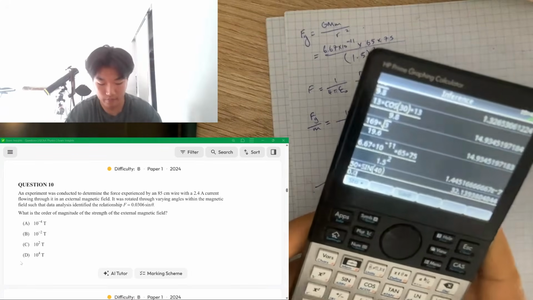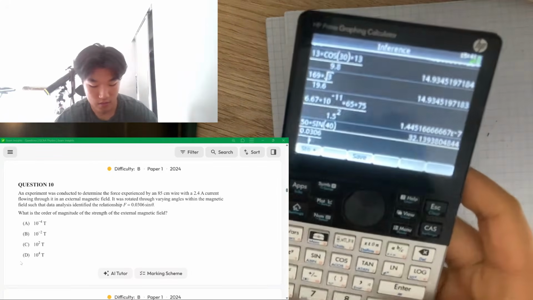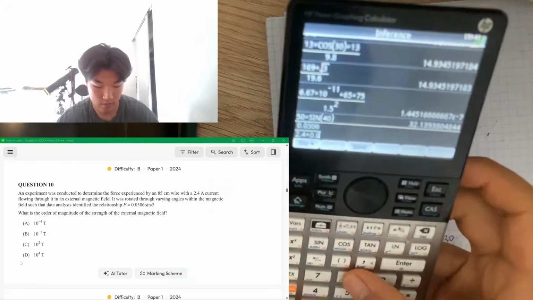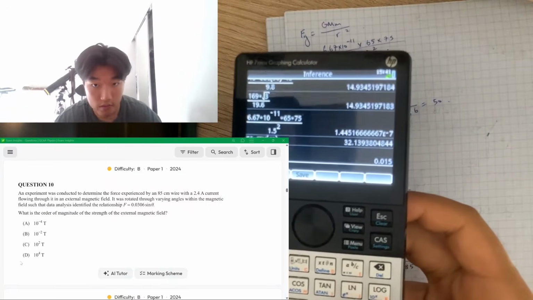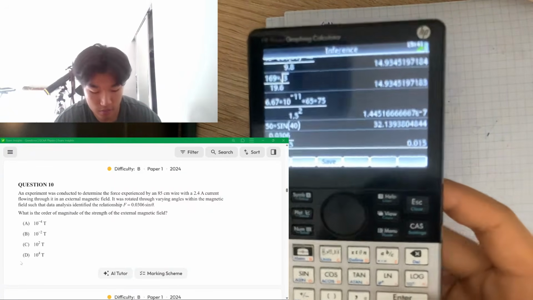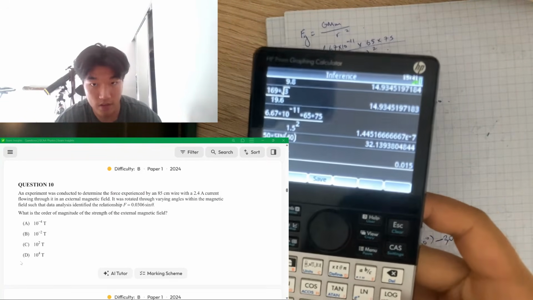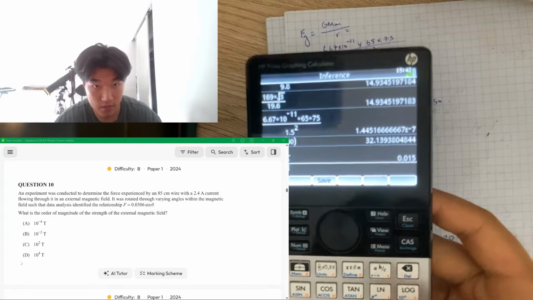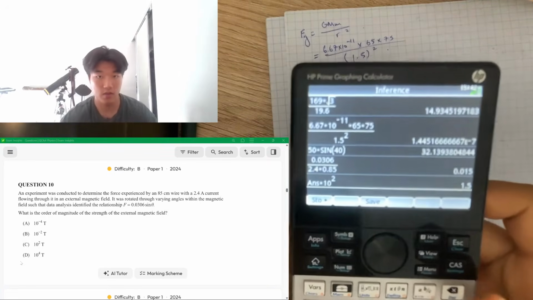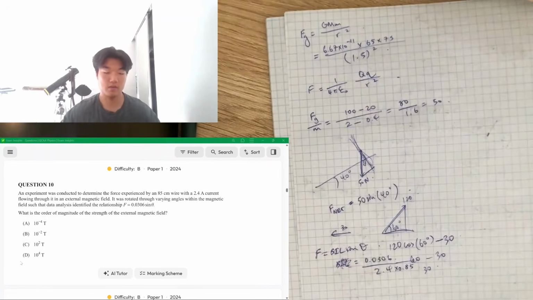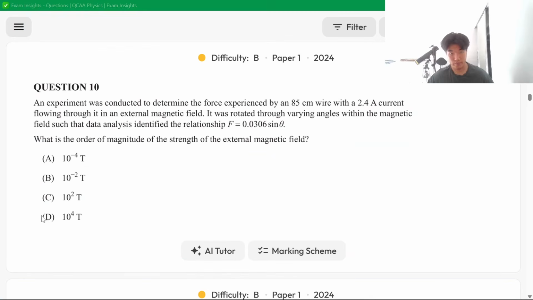So 4 times. Right, so we get an answer of 0.015, but that's not the question they're asking. They're asking for the scientific notation. So it's times 10 to the negative 2. So it's B.